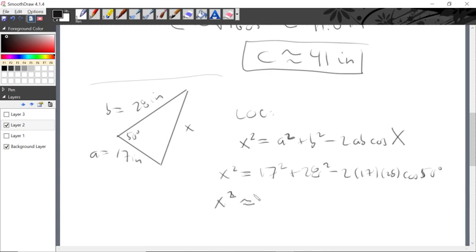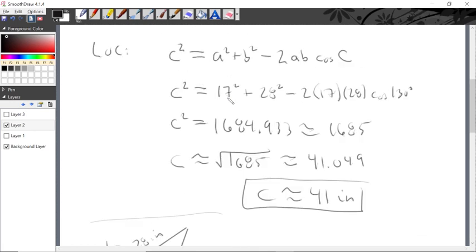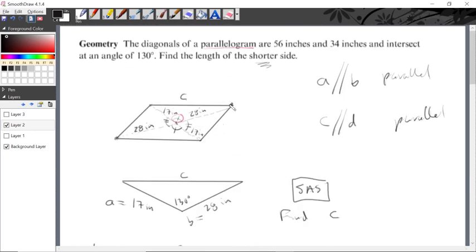All right, back to the calculator. 17 squared plus 28 squared minus 2 times 17 times 28 times the cosine of 50, making sure you're in degrees. I'm getting approximately 461. Take the square root then. X is approximately the square root of 461, and I'm getting 21.47. So that's approximately 21 inches, and that would be the length of the shorter side. Now we have the longer side and the shorter side, and that's fine.